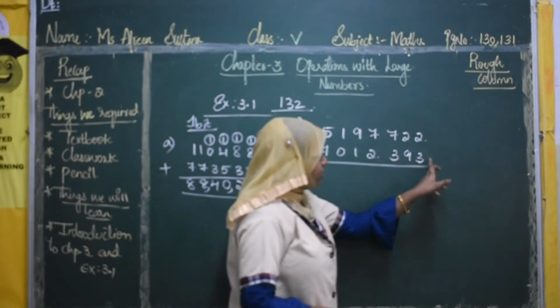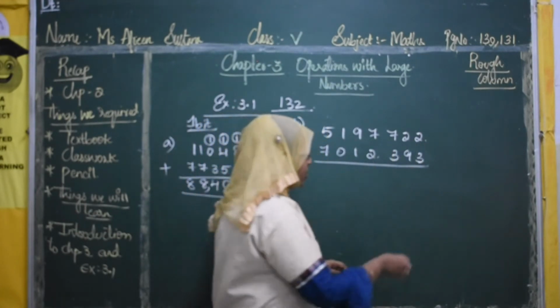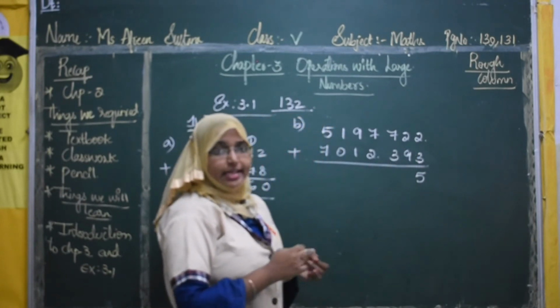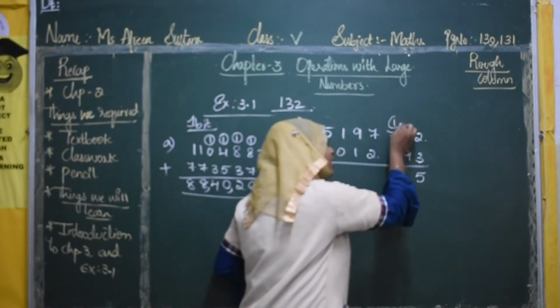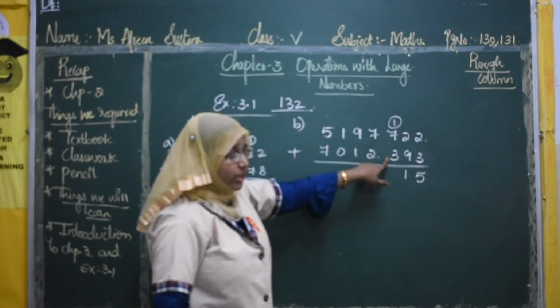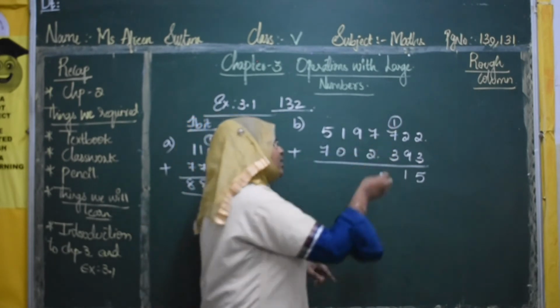Yes. Now 3 plus 2 is 5. 9 plus 2. 9, 10, 11. So it is 11. 1 will be carry, 1 will be down. Next. 7 plus 3. 10. 10 plus 1. 11.